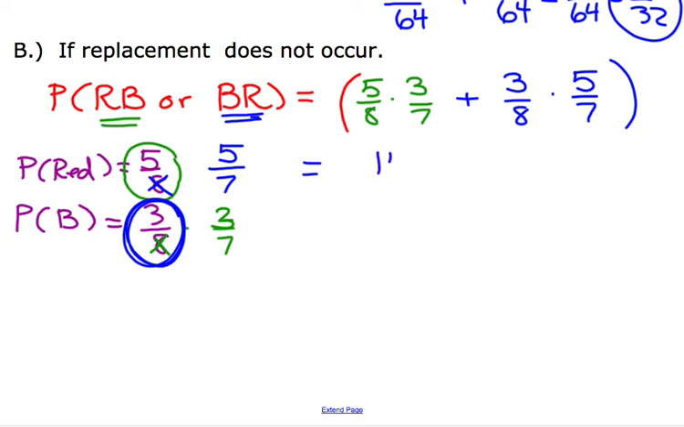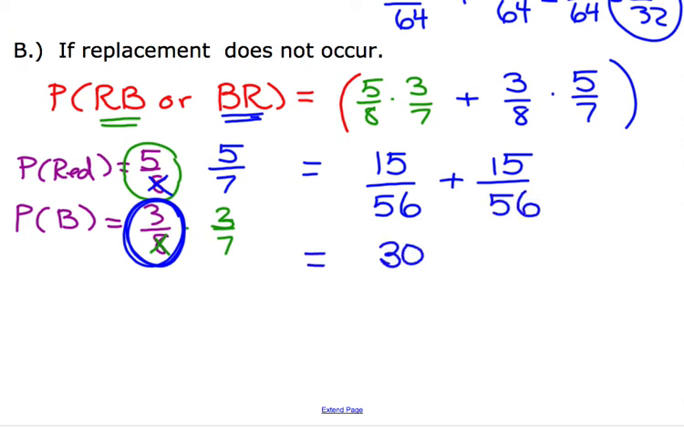So 5 times 3 is 15. 8 times 7 is 56. Plus 3 times 5 is 15. 8 times 7 is 56. Add those numbers together. You have a 30 out of 56 chance, which reduces to 15/28.